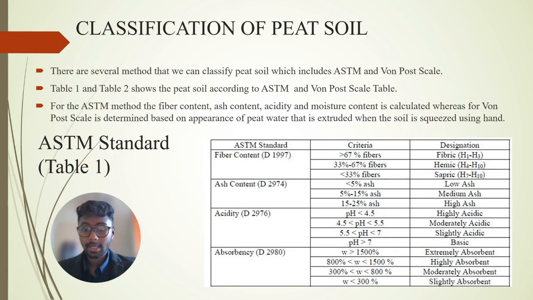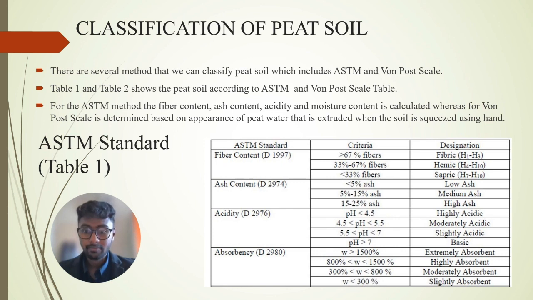Now that we know the color code of the soil, we need to make sure whether it is peat soil or not, so we need to classify it. There are several methods that we can use to classify peat soil, which include ASTM and the von Post scale. ASTM stands for American Society for Testing and Materials. Table 1, which is the ASTM, shows the fiber content, ash content, acidity, and moisture content, which we can calculate based on the peat soil that we have gathered.